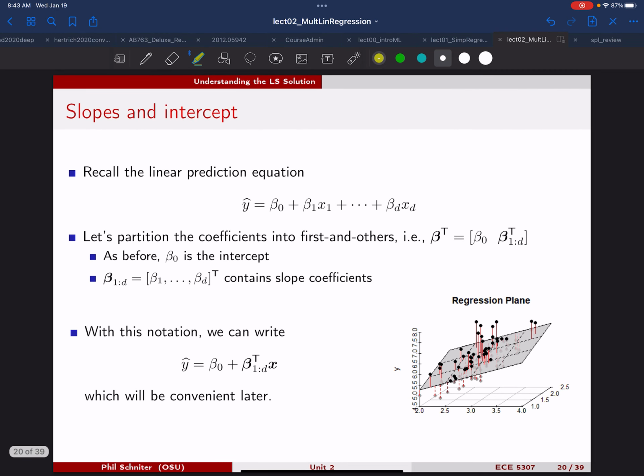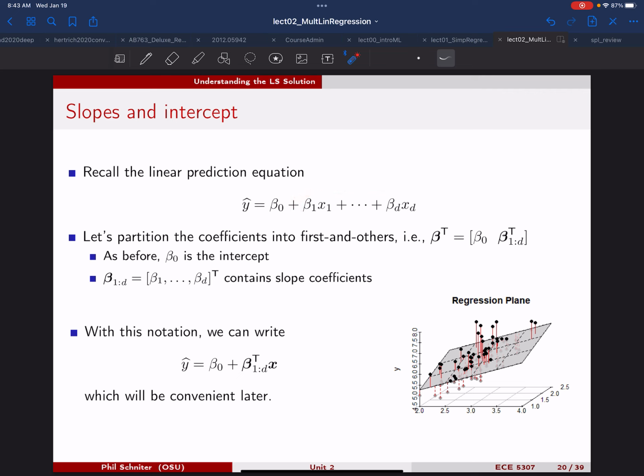Before we do that, we're just going to rewrite our model in a notationally tiny bit different way. So this is the model we've been using all along. And what we'd like to do is recognize that the first coefficient behaves a bit differently from the rest, in that the first one is the intercept and all the other coefficients are slope coefficients. In other words, all these guys multiply x's and the first one does not.